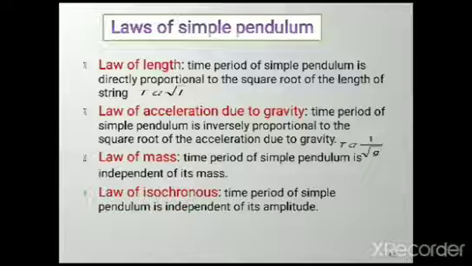The third law, the law of mass, states that the time period of a simple pendulum is independent of its mass. Fourth, the law of isochronism: the time period of a simple pendulum is independent of its amplitude. So from one equation we have derived 4 laws of simple pendulum.